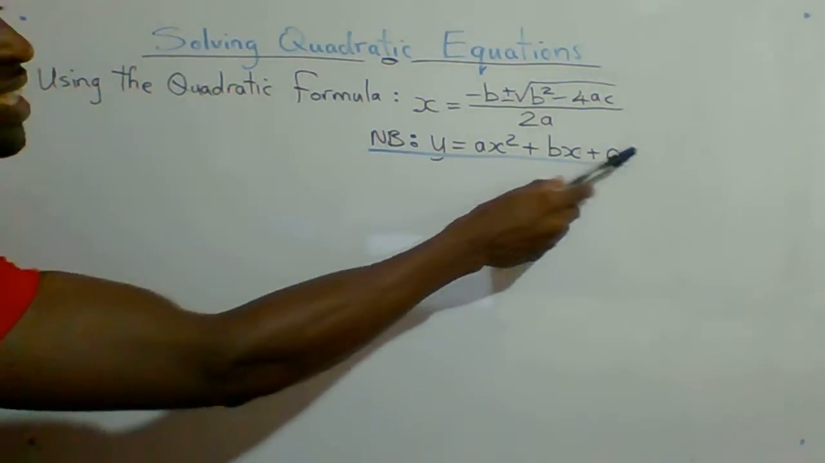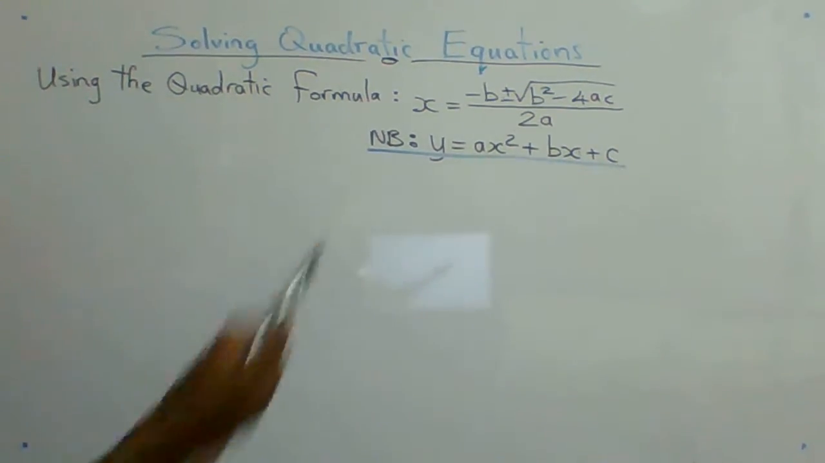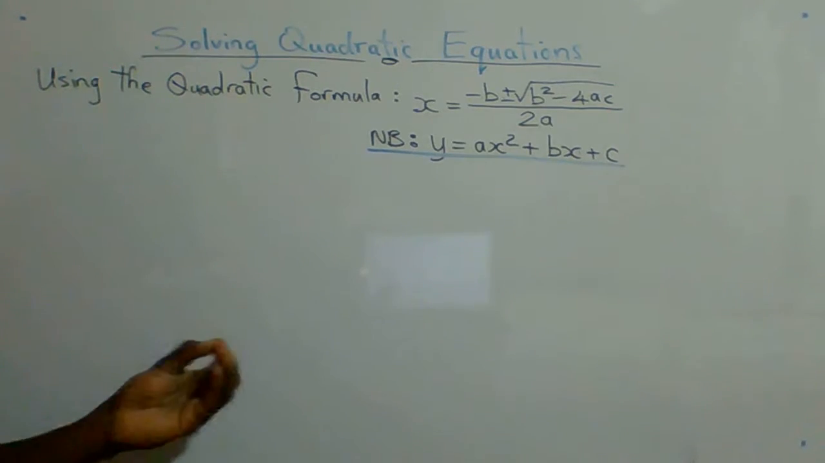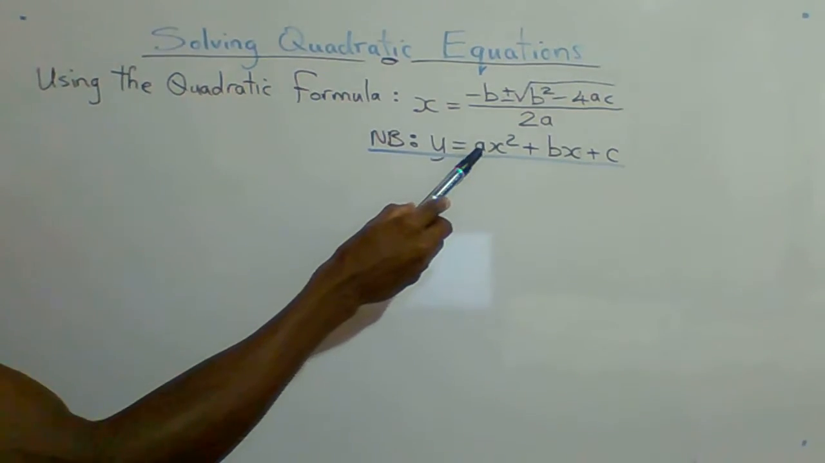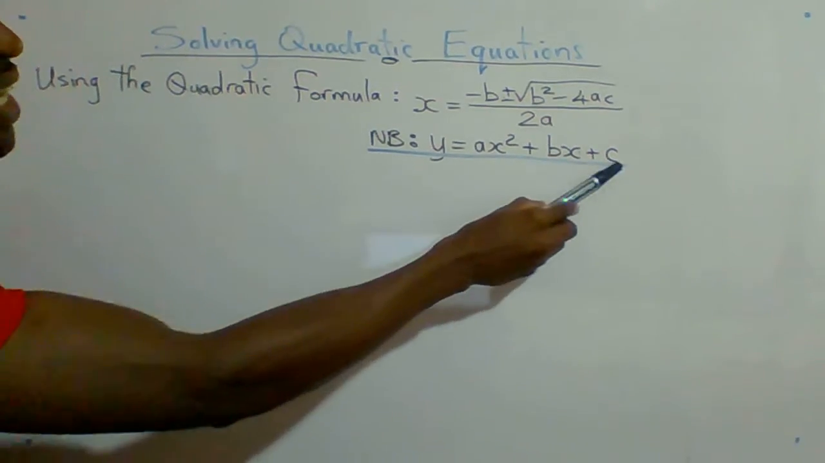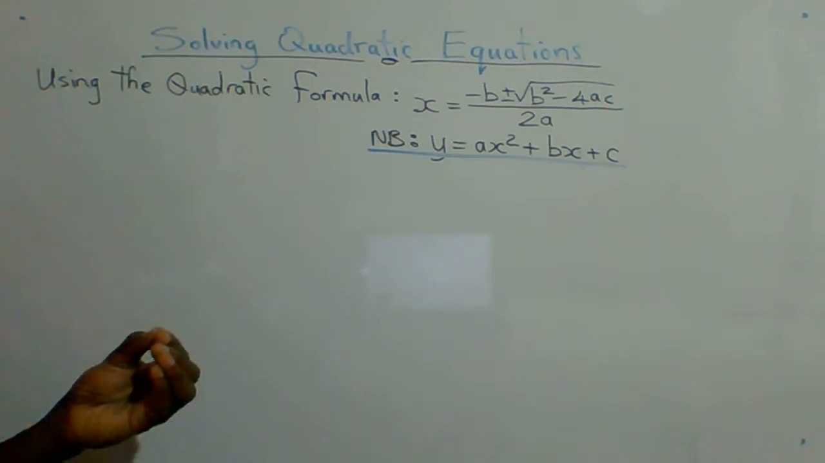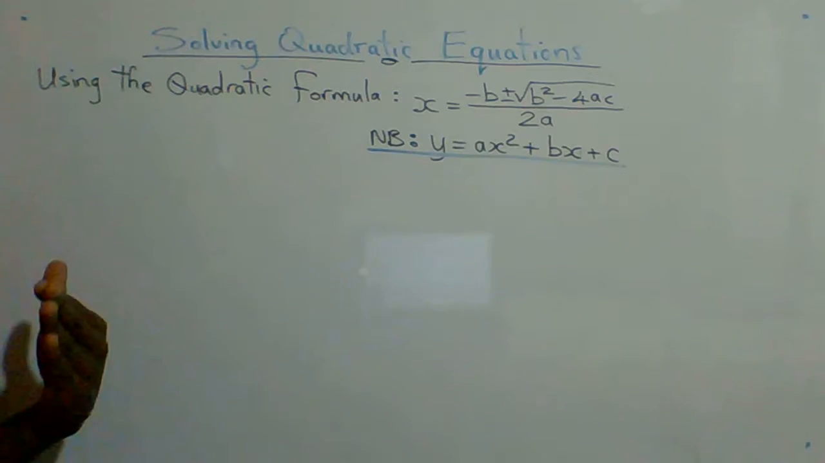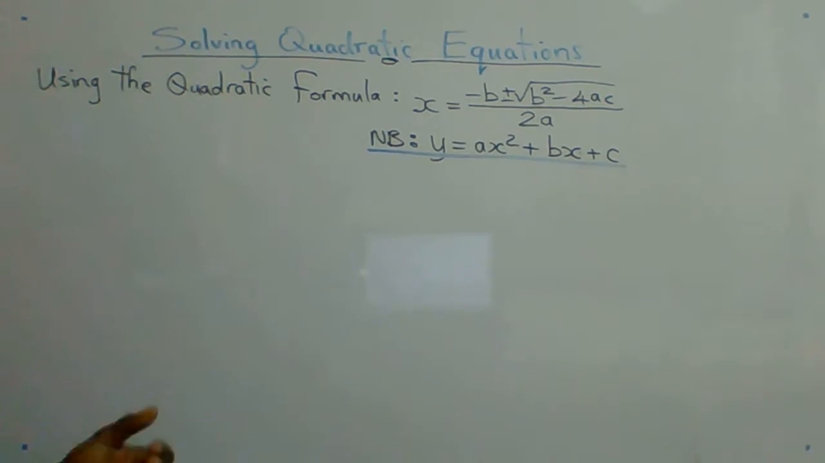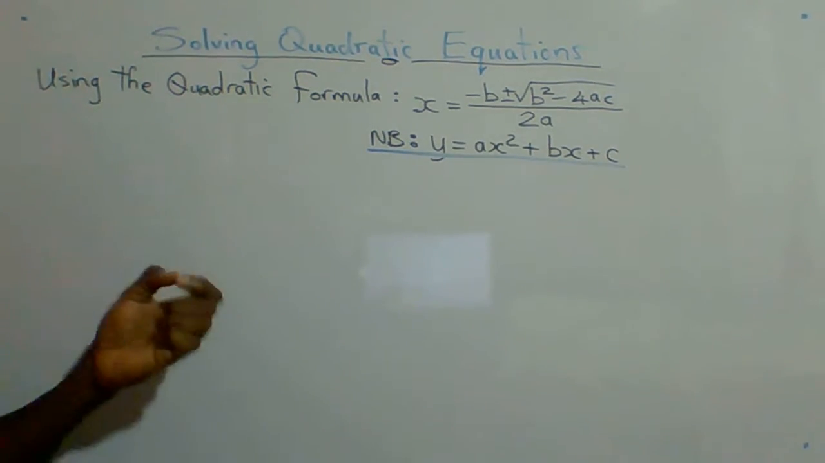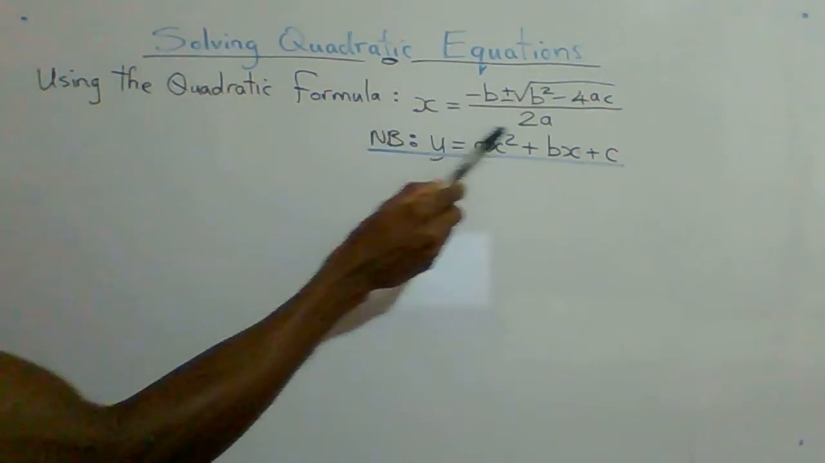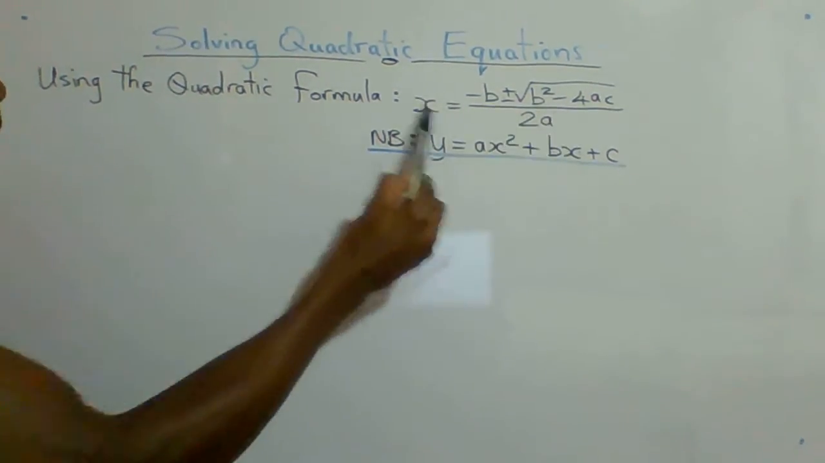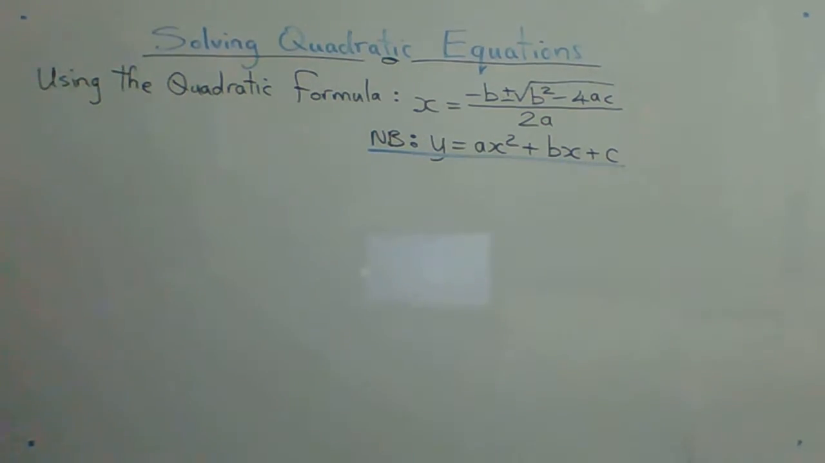So it is this standard format of the quadratic equation which helps us to correctly identify our a, b, and c in the given equation that we are asked to solve, so that the values for a, b, and c can be correctly substituted into the quadratic formula.